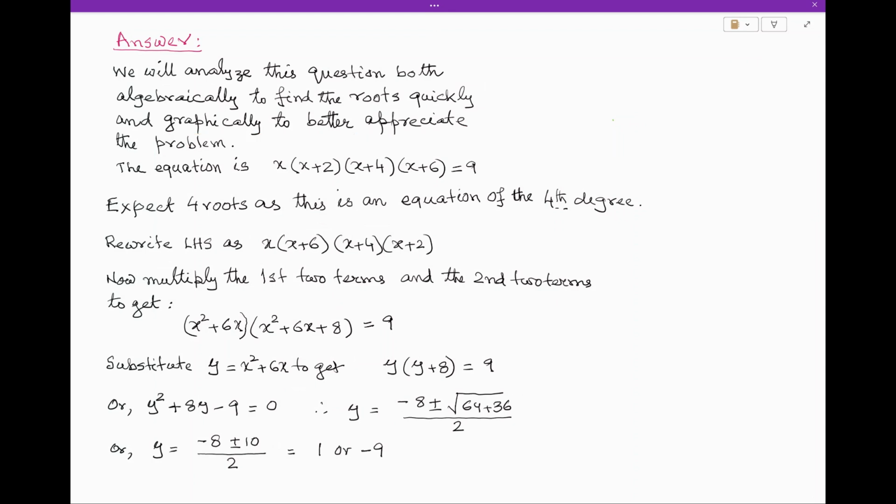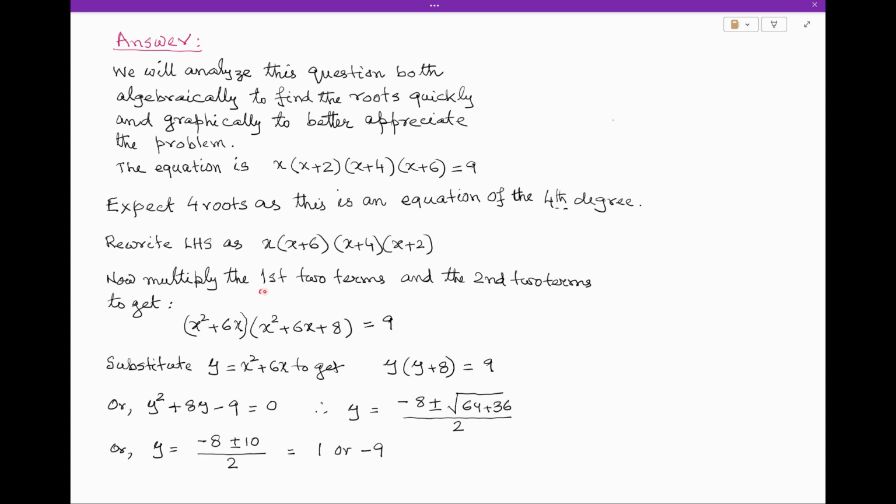Now, the equation is x multiplied by x plus 2 multiplied by x plus 4 multiplied by x plus 6 is equal to 9. Expect 4 roots as this is an equation of the fourth degree. Rewrite the left hand side as x multiplied by x plus 6 multiplied by x plus 4 multiplied by x plus 2.